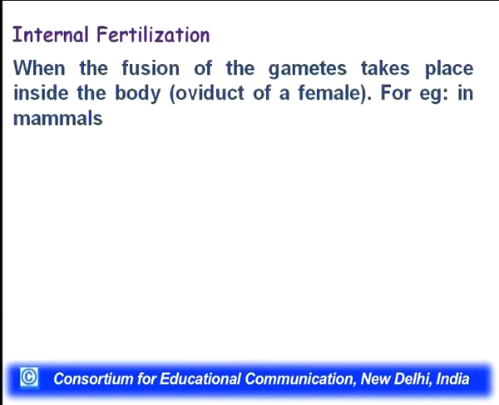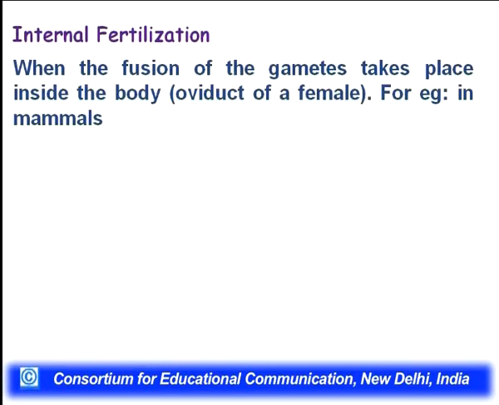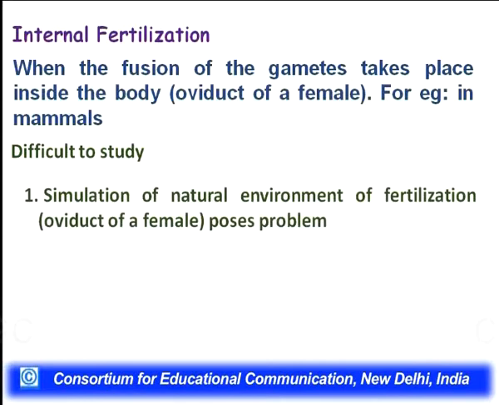Starting with internal fertilization: when the fusion of the gametes takes place inside the body, usually in the oviduct of a female, it is termed internal fertilization, for example in the case of mammals. Now, internal fertilization is a little difficult to study. Why? Because first, the simulation of the natural environment of fertilization poses a problem.